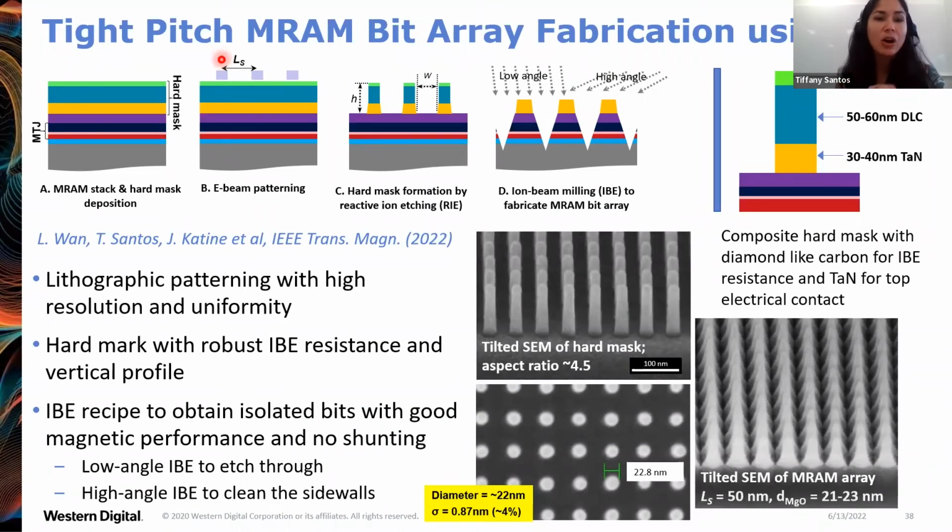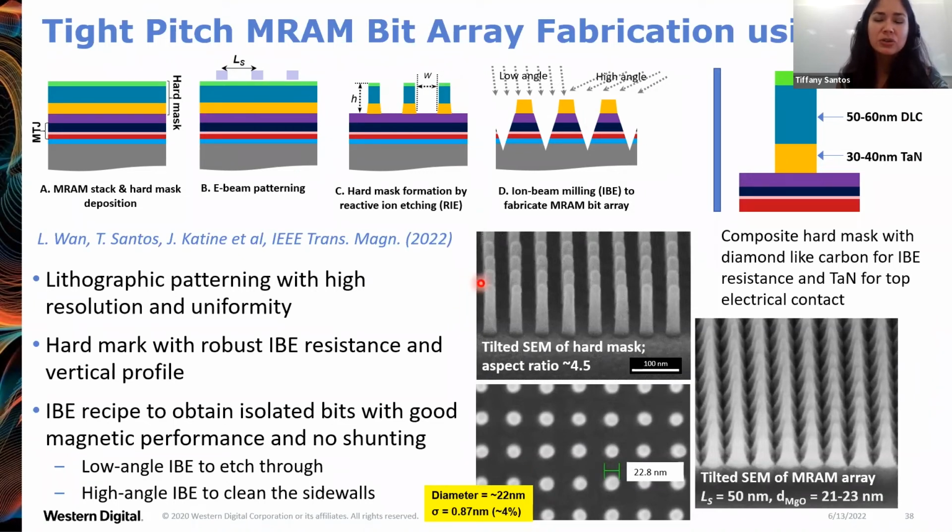First we make the hard mask by patterning it with e-beam lithography, and the hard mask is made up of tantalum nitride, diamond-like carbon, and chrome. You define the hard mask by doing reactive ion etching.